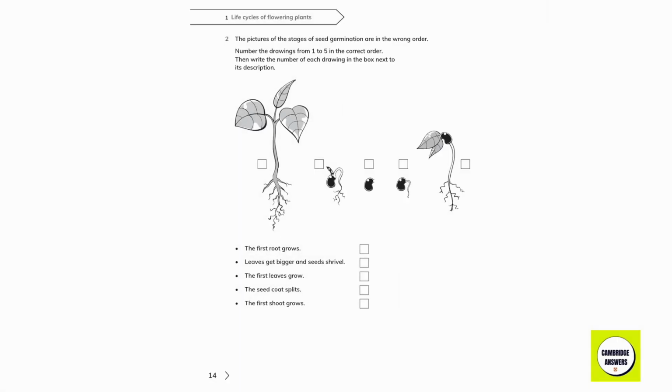The pictures of the stages of seed germination are in the wrong order. Number the drawings from 1 to 5 in the correct order. Then write the number of each drawing in the box next to its description. The seed coat splits. The first root grows. The first shoot grows. The first leaves grow. Leaves get bigger and seeds shrivel.